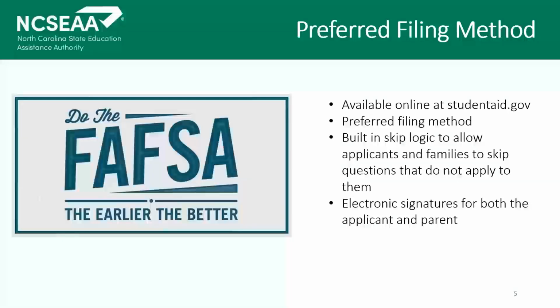And by doing the application online, the federal government also allows for error checking, where depending on how a student answers a question, it will ask the student, are you sure? Is this correct? if it seems that something may be incorrect on the application. So this is always the best method to use versus doing a paper form or doing it over the phone.